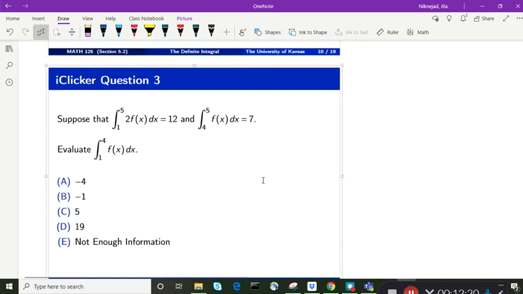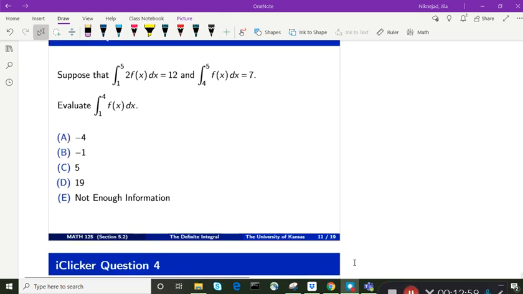I click at question 3. Suppose that the integral from 1 to 5 of 2f of x dx is equal to 12, and the integral from 4 to 5 of f of x dx is equal to 7, and evaluate the integral from 1 to 4 of f of x dx. So the purpose of the question is to use the properties. You can stop the video and try to look up the properties. This one is a very interesting question, and I want you to try it a few times before looking at the solution.